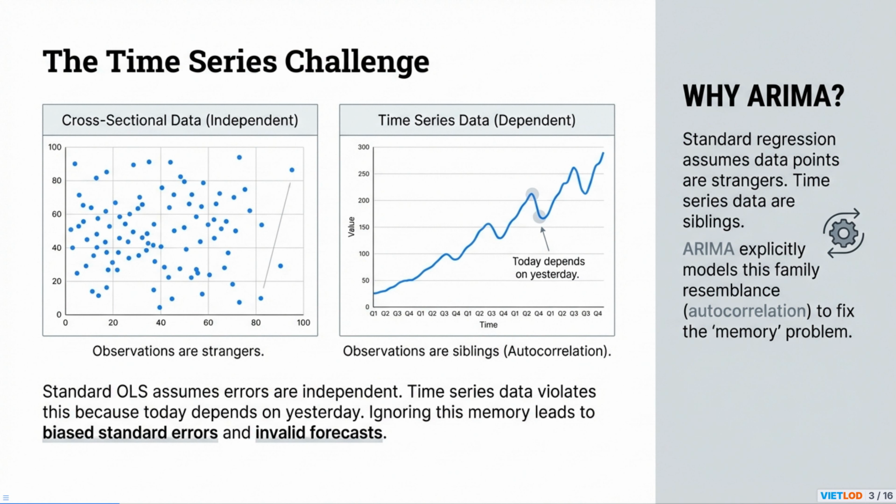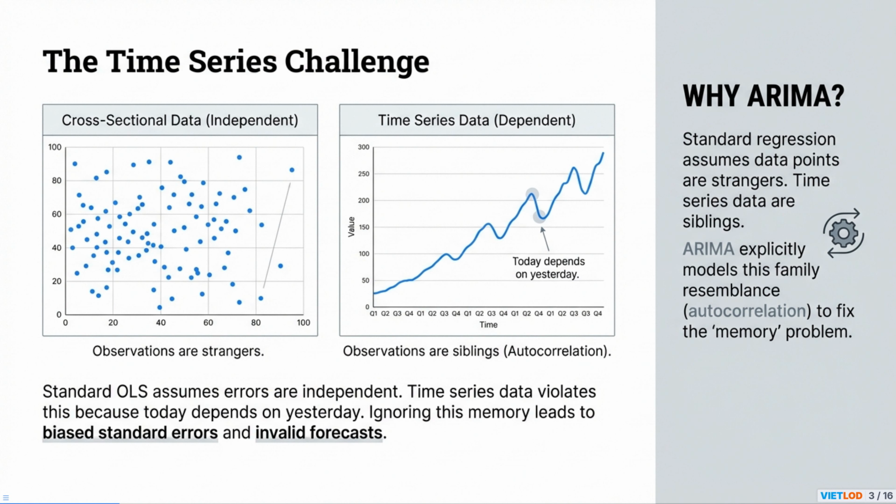Standard regression methods like OLS, or ordinary least squares, assume that observations are independent, like strangers in a crowd. This holds for cross-sectional data. However, time series data points are like siblings. They are related. Today's value often depends on yesterday's value. This relationship is called autocorrelation. Ignoring this memory, or autocorrelation, violates a key OLS assumption, leading to biased standard errors and making our forecasts unreliable.